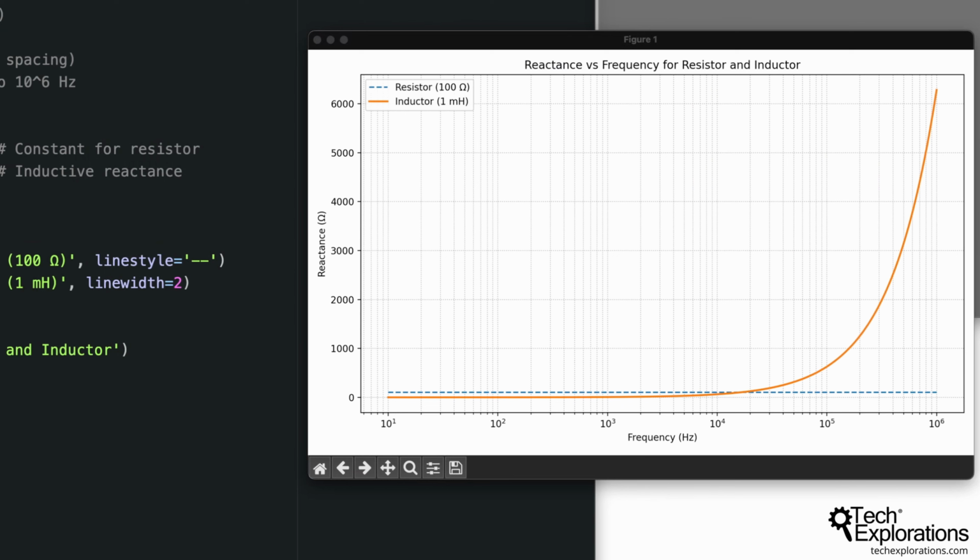The curved line represents the inductor's reactance. At low frequencies, it's close to zero, meaning the inductor does not resist the current much. As the frequency increases, the inductor's reactance rises sharply, showing that it opposes higher frequency currents more strongly. The key insight here is that while a resistor always resists current equally, an inductor resists changes in current depending on how fast those changes are. And this makes inductors, as I mentioned earlier, valuable tools for managing frequency-dependent behavior in AC circuits.